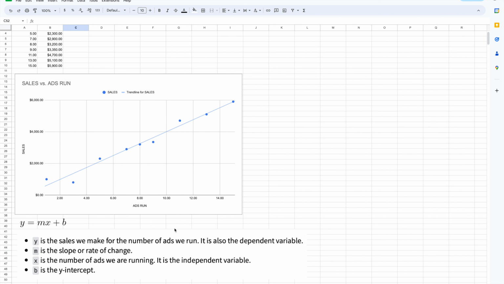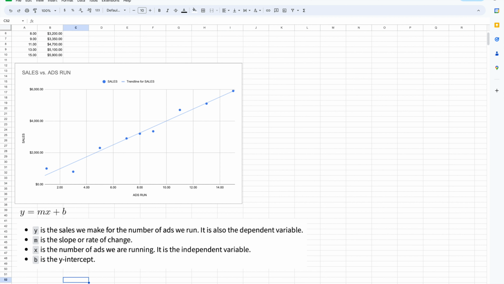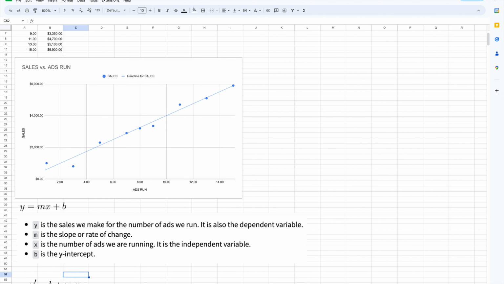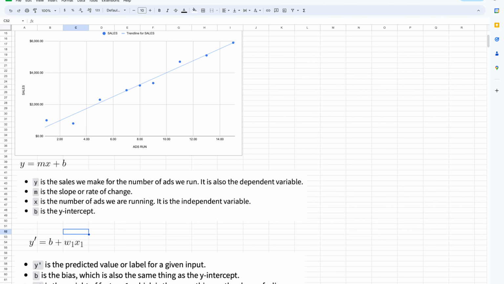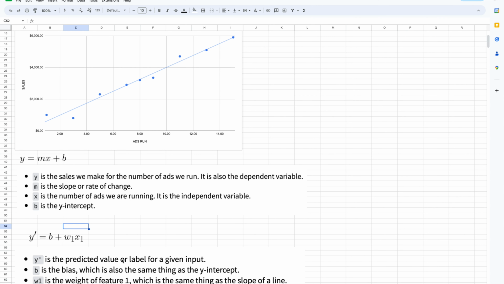A similar equation in machine learning. I should say it's the same, but we're just using different variables which represent the same thing. So in machine learning, we're using y prime equals b plus w1 times x1. And in this equation, y prime is just the predicted value or label for a given input, right? It's the same thing as y in this equation.